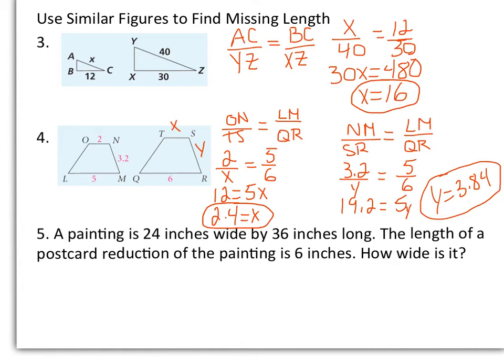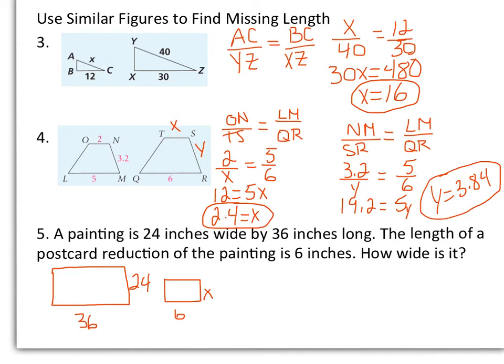Okay, and in number 5, it says a painting is 24 inches wide by 36 inches long. The length of a postcard reduction of the painting is 6 inches. How wide is it? So if you want, you could draw a picture of this. So we have a rectangle painting. It's 24 inches wide, 36 inches long, and then we have a postcard of it. The length is 6. We want to know the width.